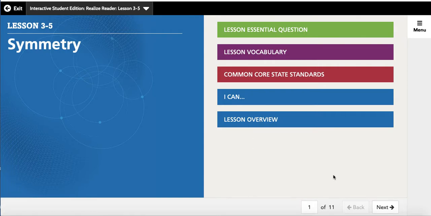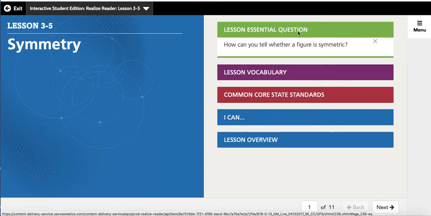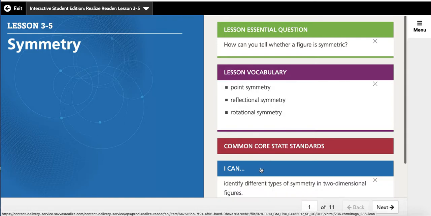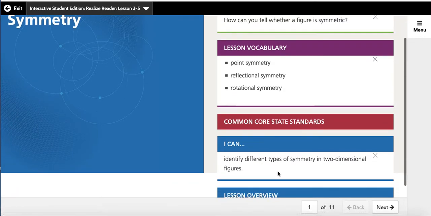Hello, geometry students. This is a video for example 1 for Geometry Topic 3, Lesson 5. The lesson essential question: how can you tell whether a figure is symmetric? Vocab, we're going to learn about point symmetry, reflection symmetry, and rotational symmetry. And in the end, you will be able to identify different types of symmetry in two-dimensional figures.